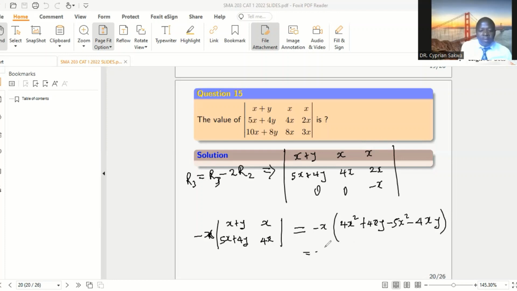And what do I have? I have negative x. Inside this bracket, I can see I have some similar things, like this and that gives us 0, and this and that gives us negative x squared. When I multiply this, I have x cubed. So the determinant of this matrix is x cubed. So let's look at the next question.